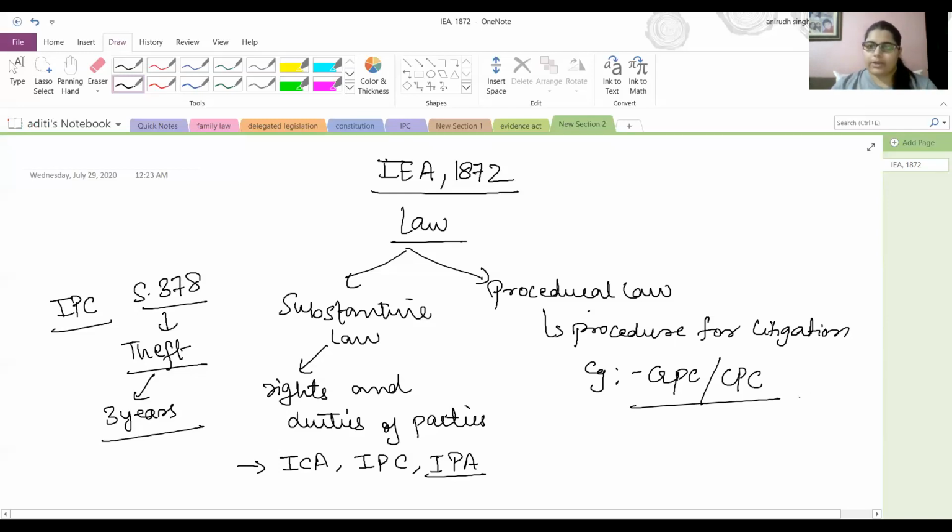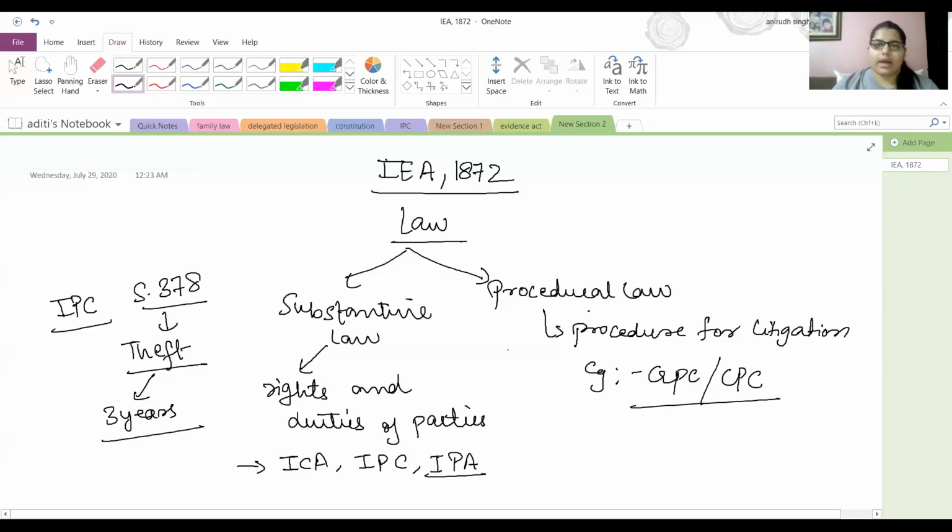Now, moving back to the Indian Evidence Act. The Indian Evidence Act is more of a procedural form, but at the same time, it also consists of certain sections which are substantive in nature. It is more of a procedural law. It contains procedures more than being substantive law, but still it contains certain areas that are also substantive law. So what are these areas in the Indian Evidence Act which are called substantive law?